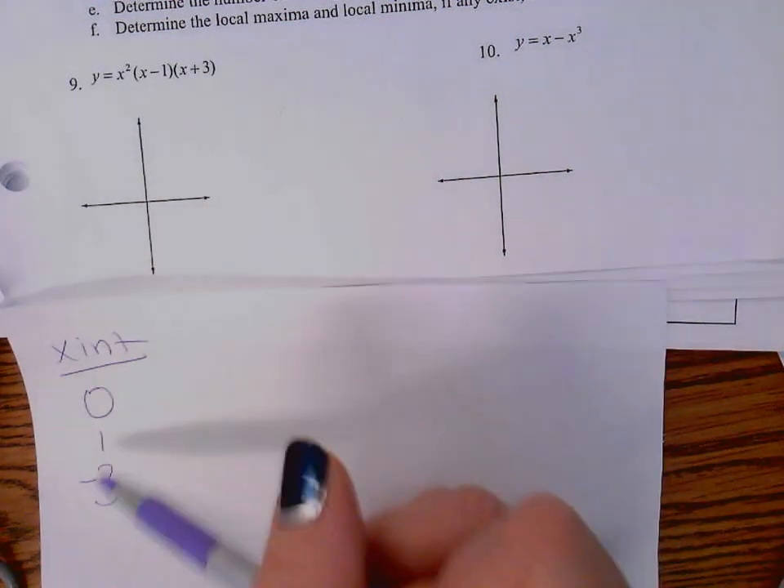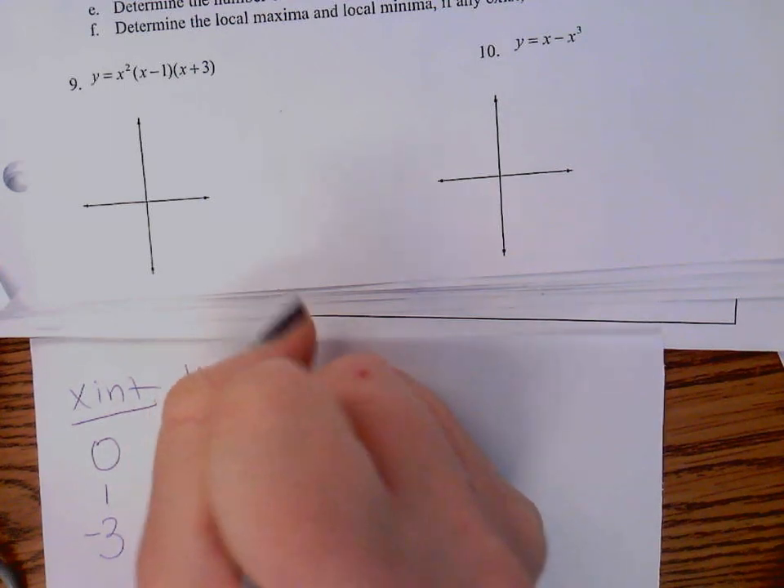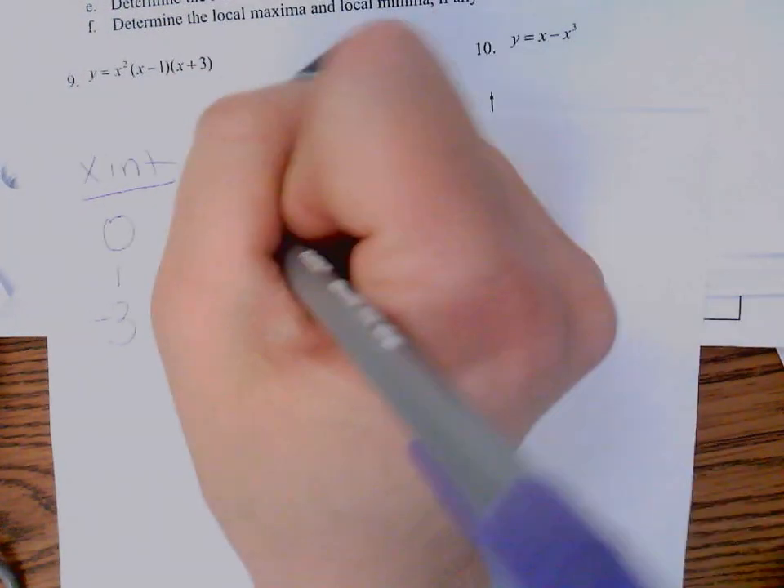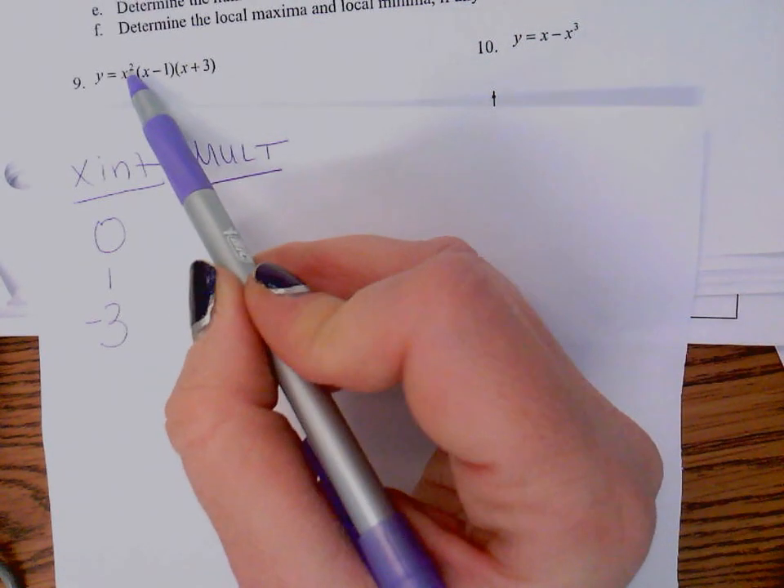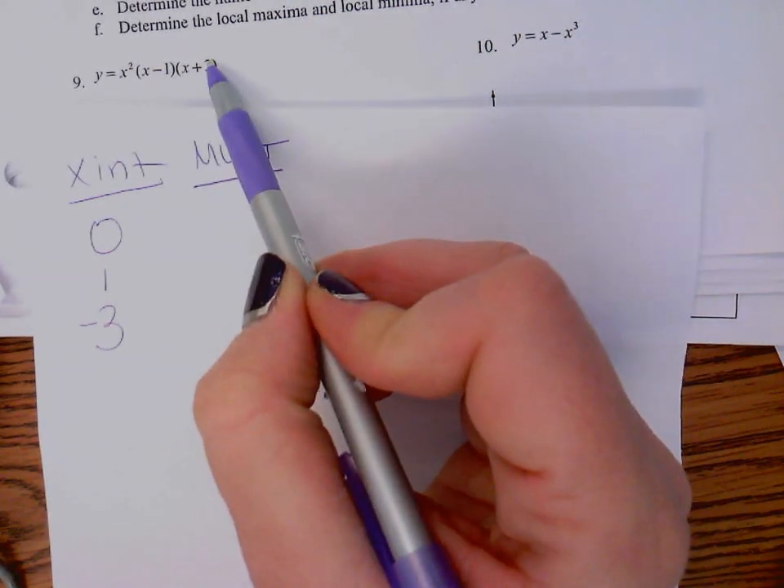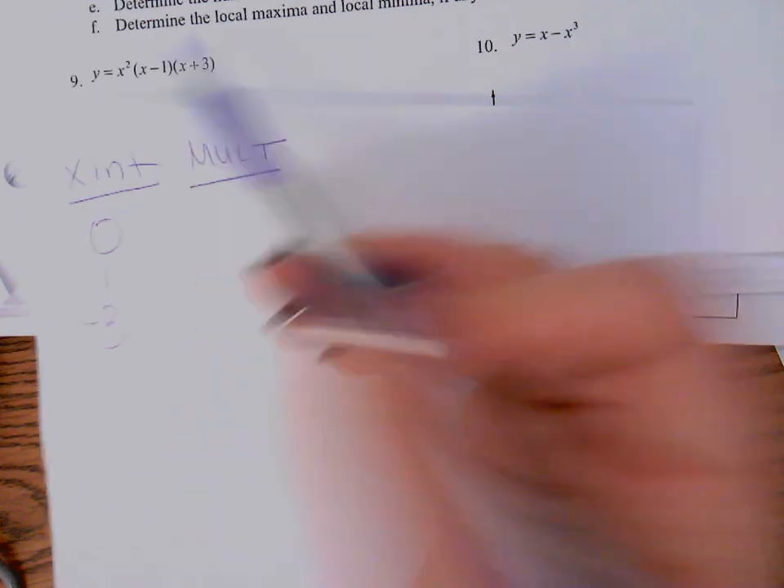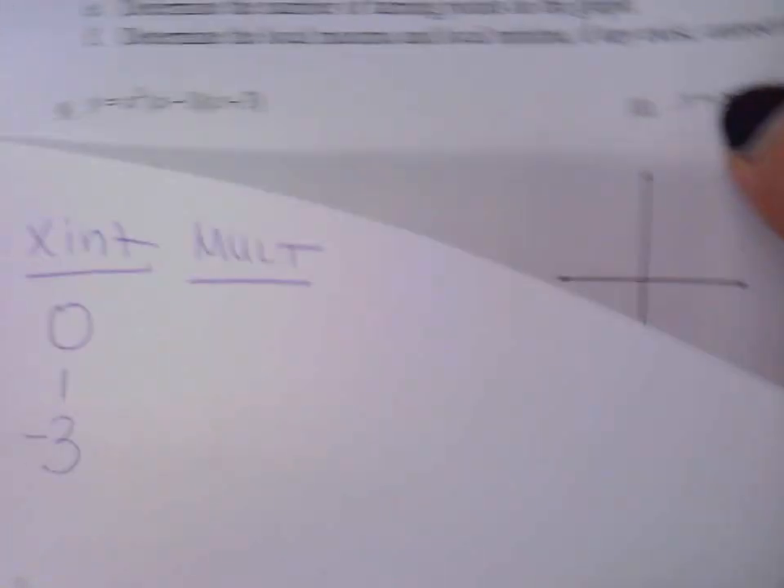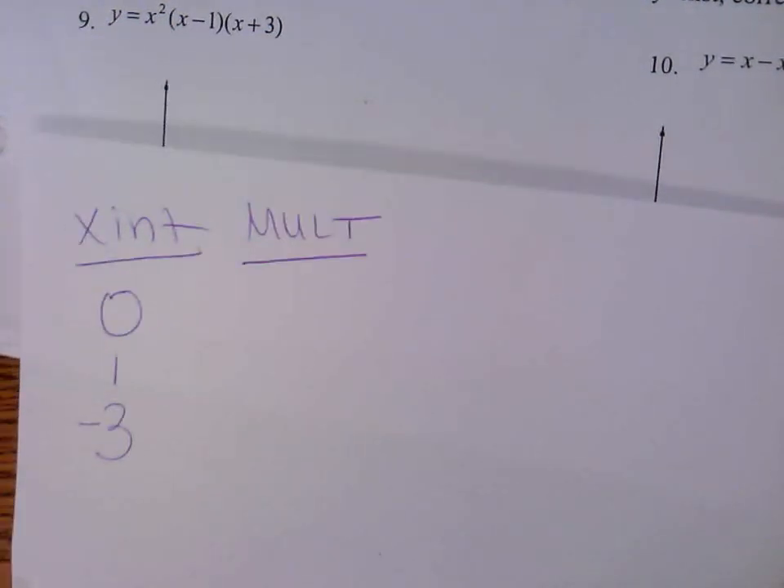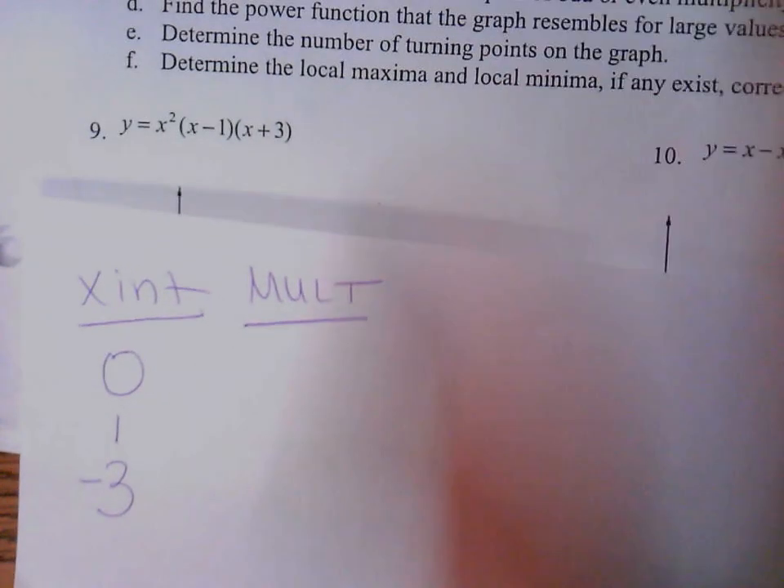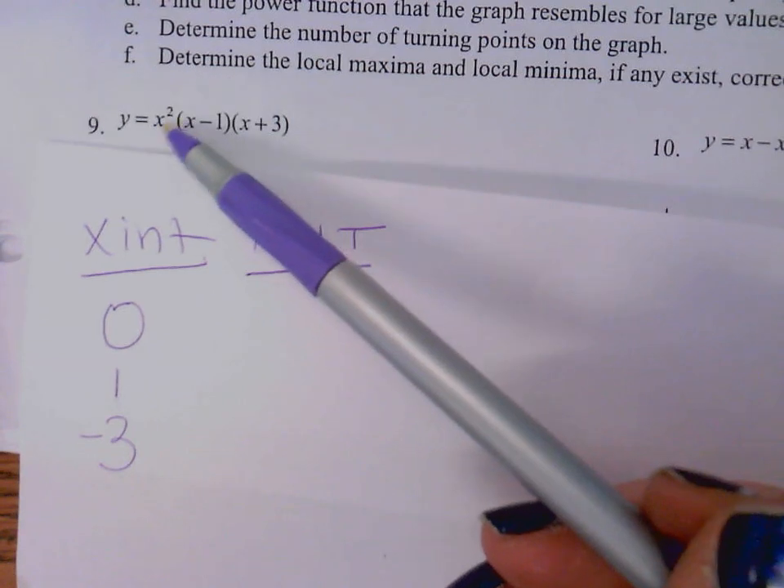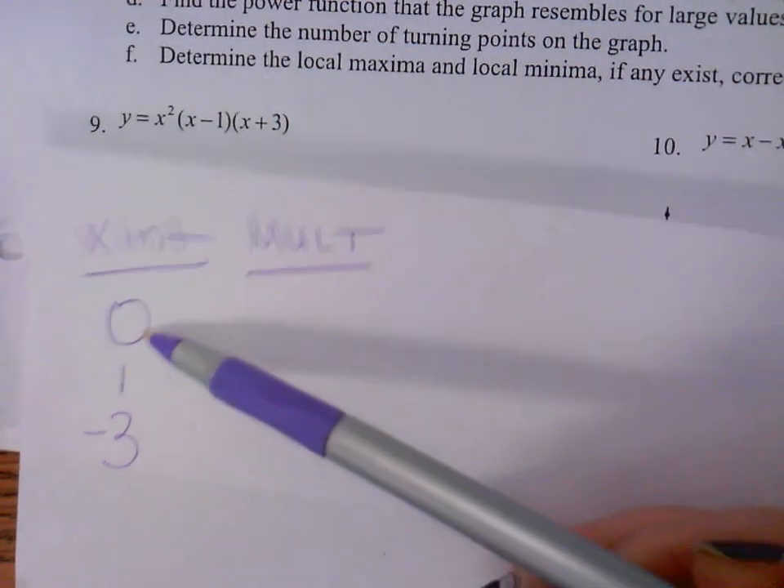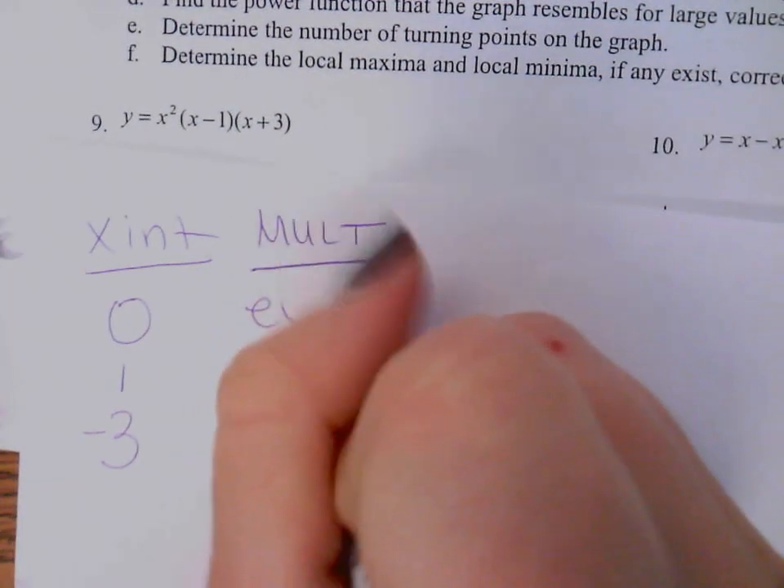So in order to graph those, you need to know your multiplicity. Multiplicity is the power of each of those factors. So x squared has a power of 2. 2 is even, so 0 has a multiplicity that's even.